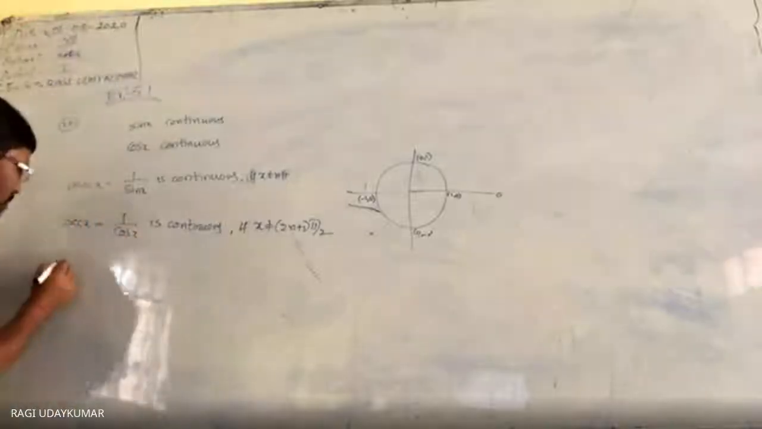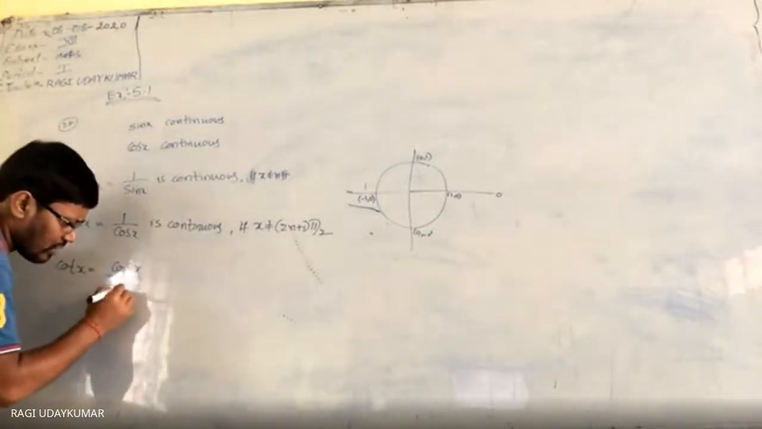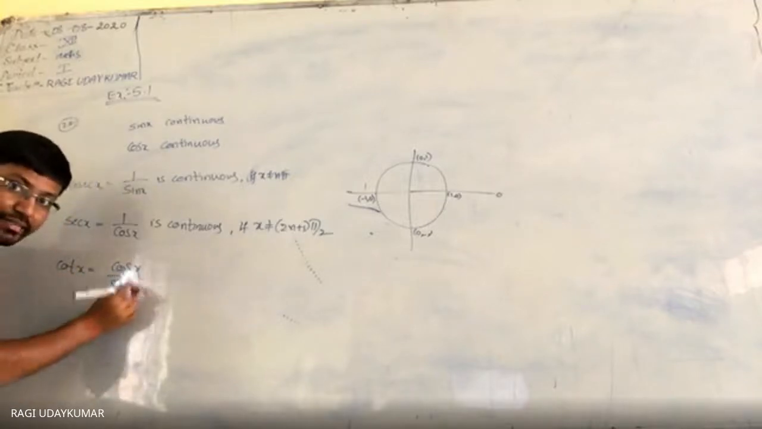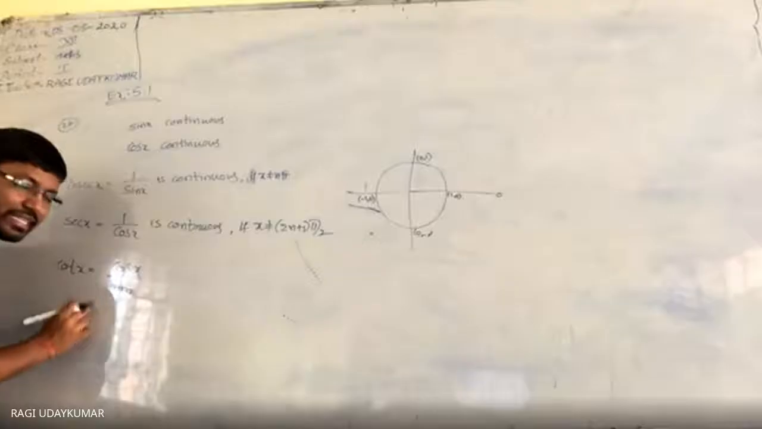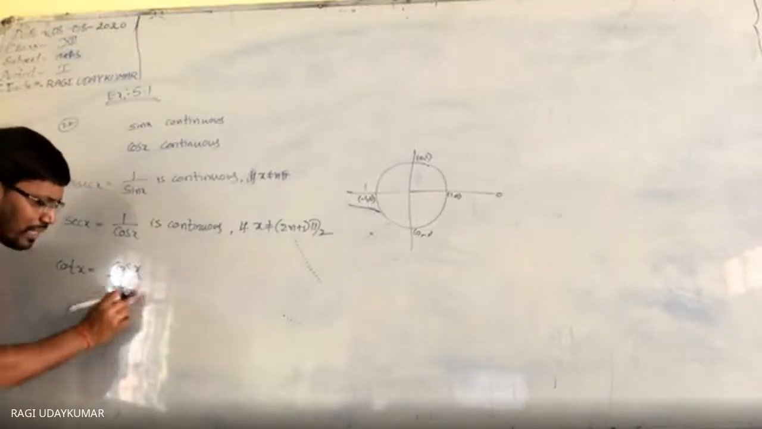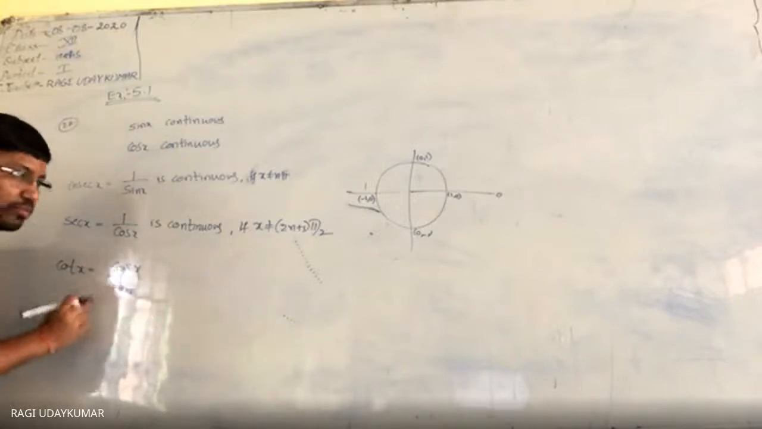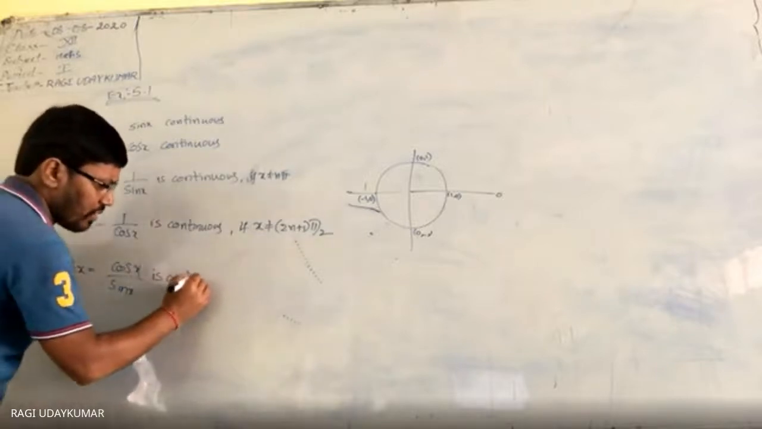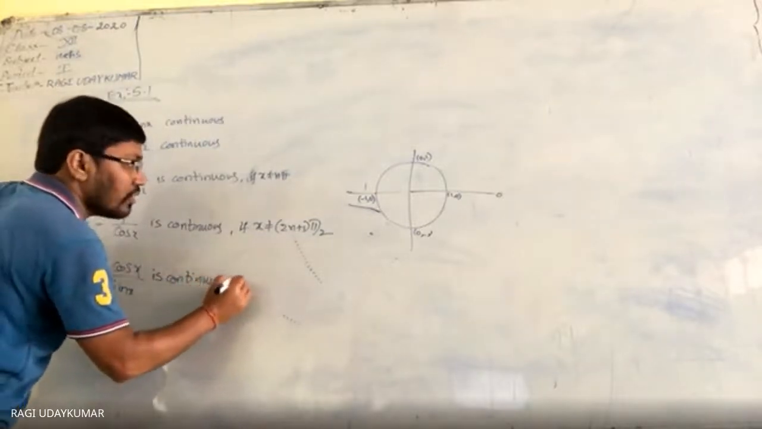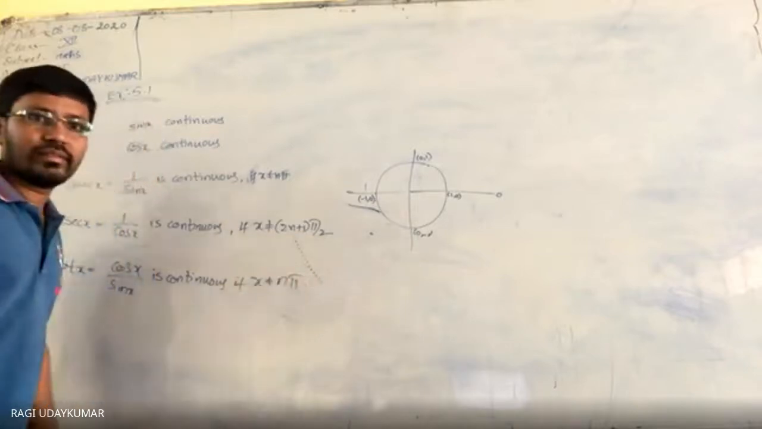In the same way, cot x is nothing but cos x by sin x. The denominator is sin x, is it visible to you? Yes, sir. Since the denominator is sin x, it becomes 0 at n pi, so cot x is continuous if x is not equal to n pi.